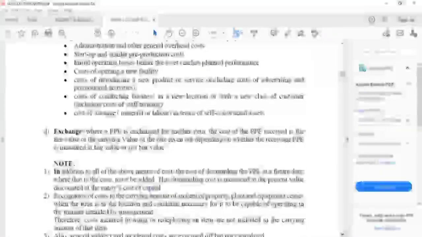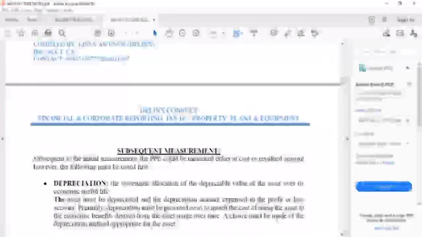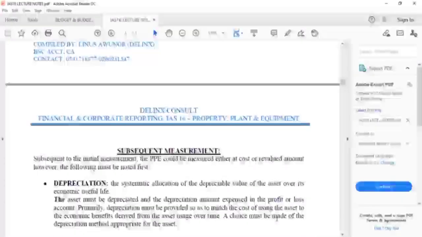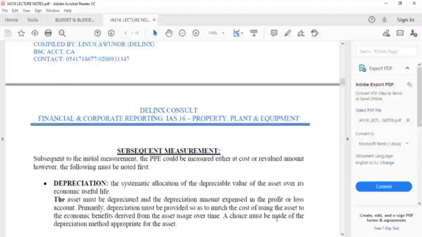We are looking at the exchange. The exchange, I've spoken about that already. And let's look at the subsequent measurement. We say that after you have recognized the asset, the value of the asset at the beginning of the year will not be the same as the value of the asset at the end. We assume that the asset is going to depreciate, its efficiency is going to reduce. That is what we call the subsequent measurement. So the issue about depreciation will come in.